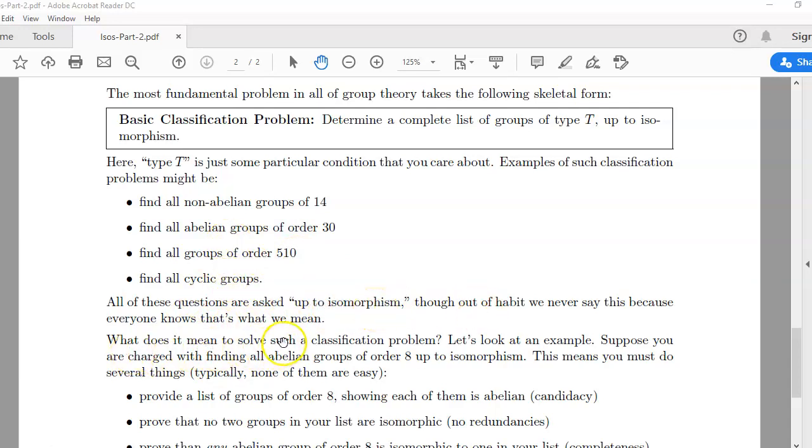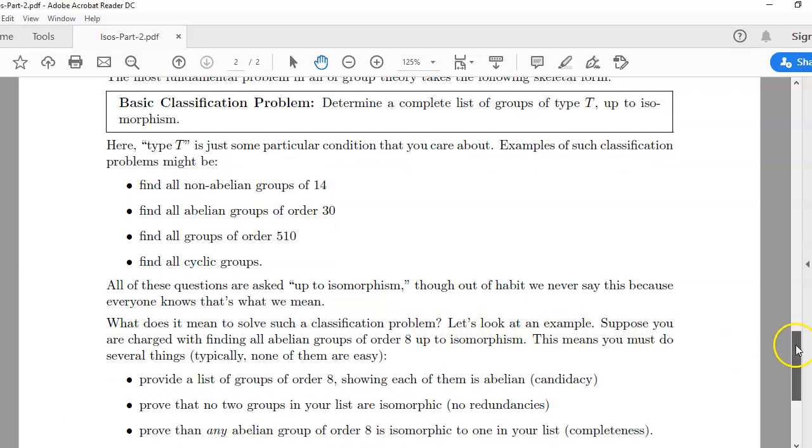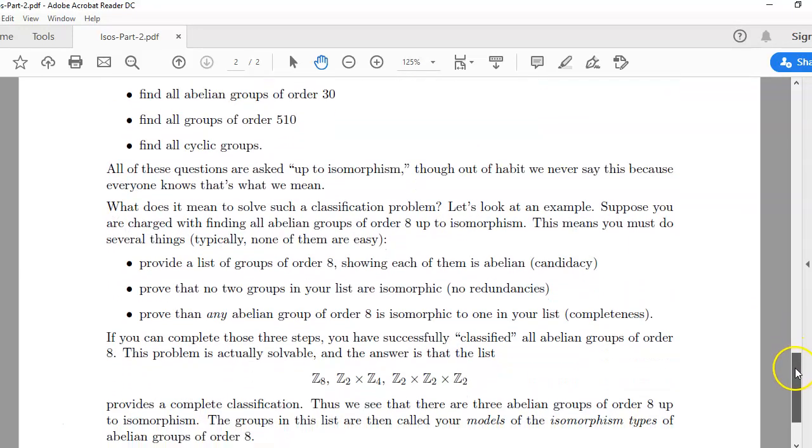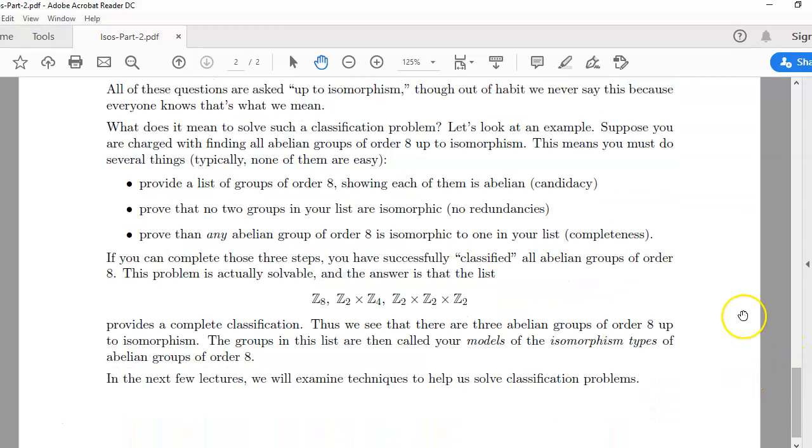But what does it mean to solve such a classification problem? What I'm going to do is just look at an example, and we're going to try to do these together for the rest of the semester, because such problems are really interesting, typically because they are very, very hard. And solving classification problems is really, really fun in mathematics and group theory. So here's a classification problem. Let's suppose I charge you with finding all abelian groups of order 8, all abelian groups of order 8 up to isomorphism.